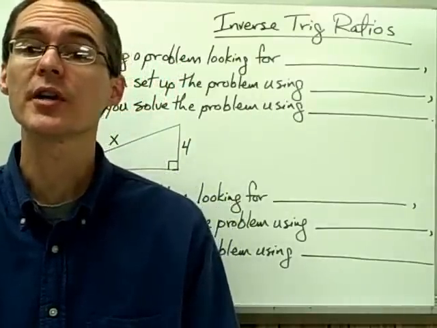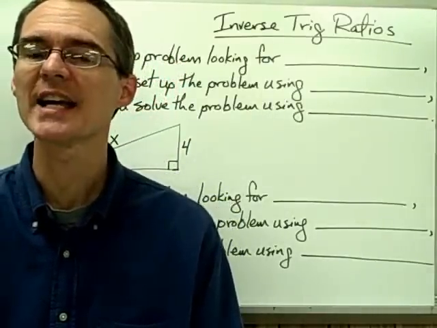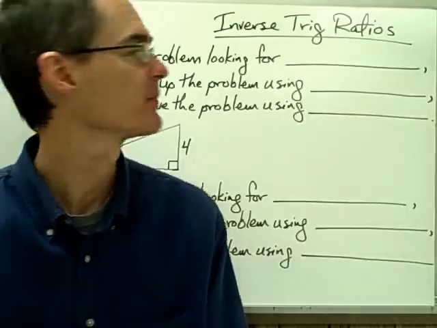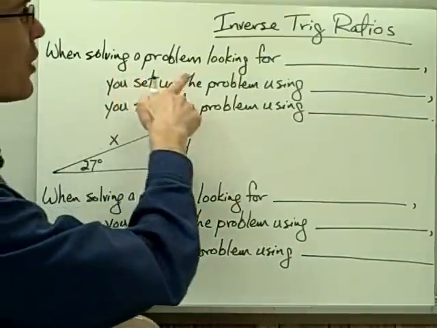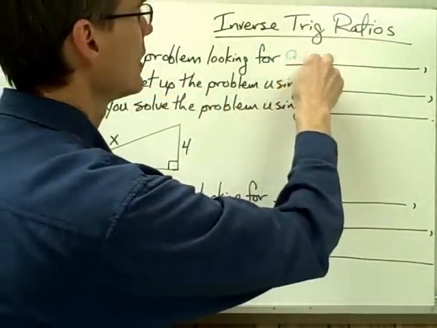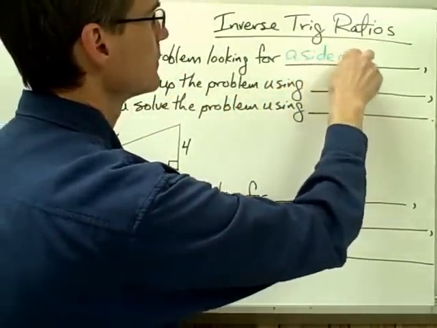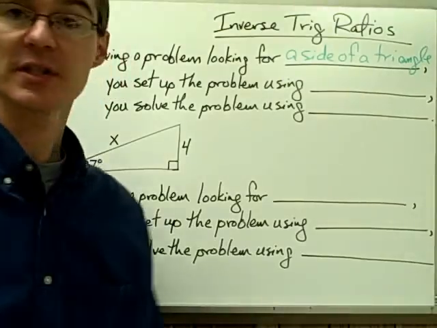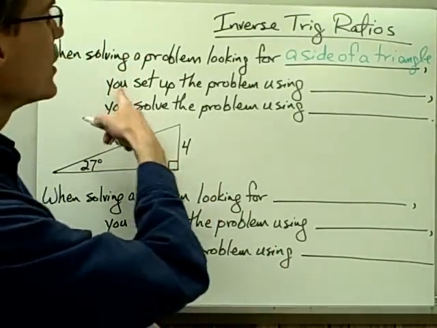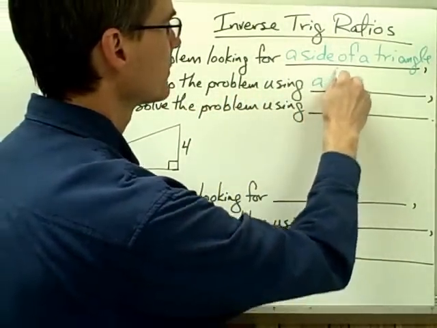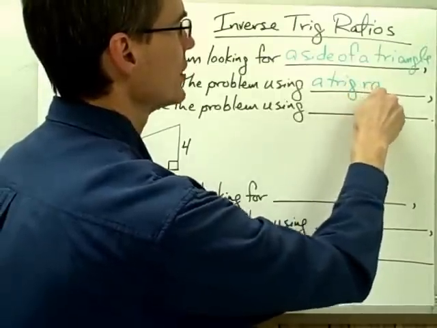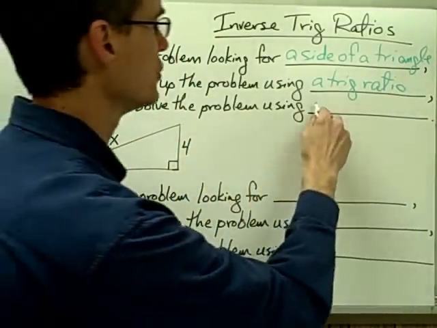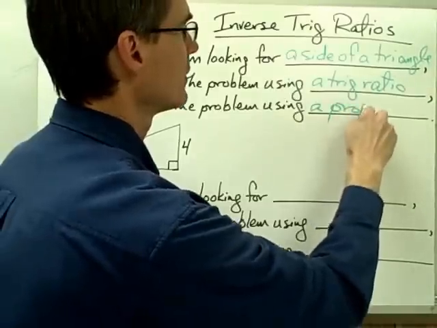Okay, in our last video we learned about the trigonometric ratios sine, cosine, and tangent, and we used those trig ratios to solve some different problems involving right triangles. Now, when solving a problem in which we're looking for a side of a triangle, which is the types of problems we solved in the last video, you set up the problem using a trig ratio, that is sine, cosine, or tangent, and then you solve the problem using a proportion.